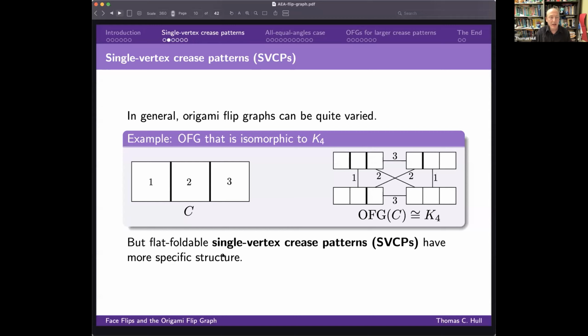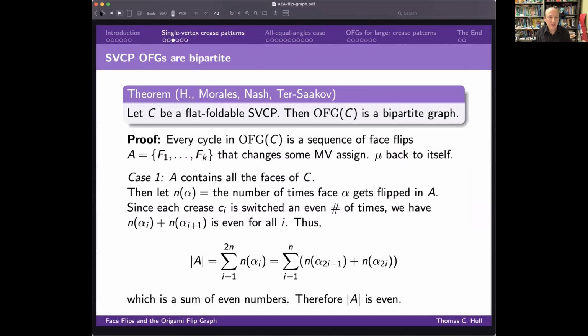That can happen. But single vertex crease patterns have a lot more specific structure, and that makes them an interesting place to start examining this. So our first theorem that we proved was that if your crease pattern C is just a single vertex crease pattern, SVPC, then the origami flip graph will always be bipartite. And that means it has no odd cycles.